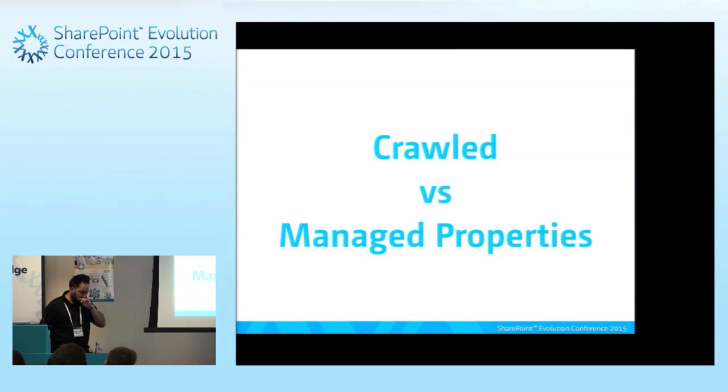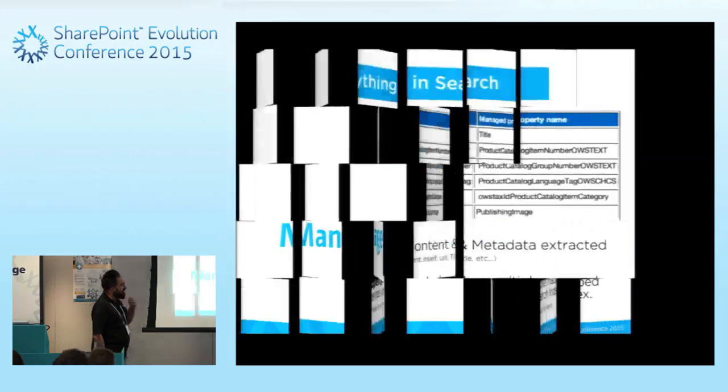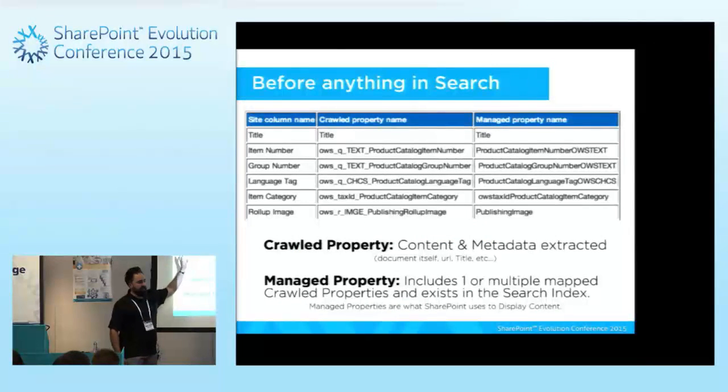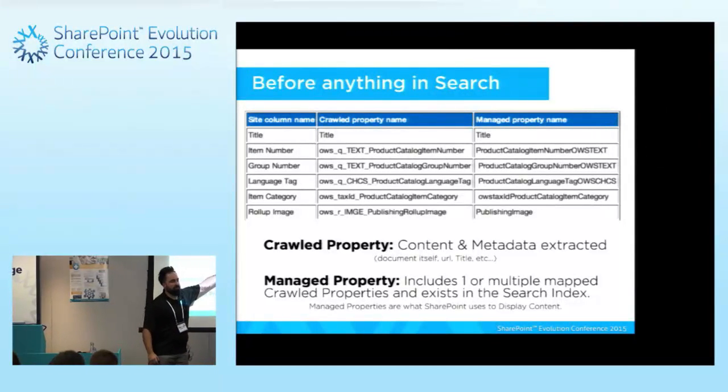So how can I explain this? Let's look at a list. This is a list, all right? There's the columns, and forget these two columns over here for now.